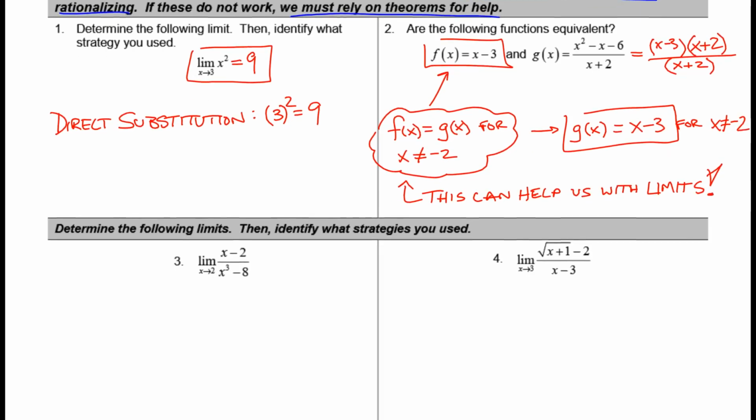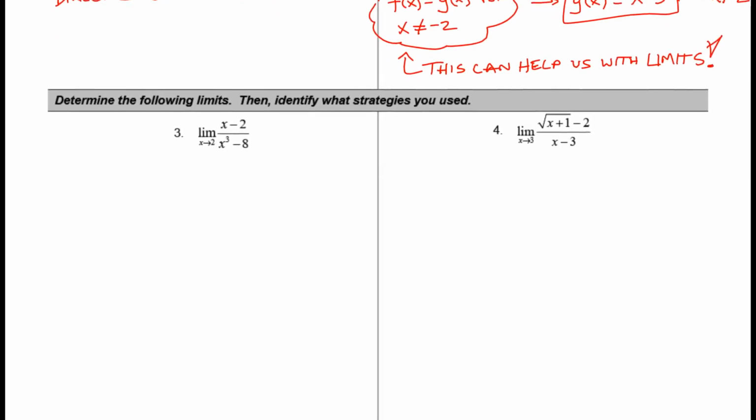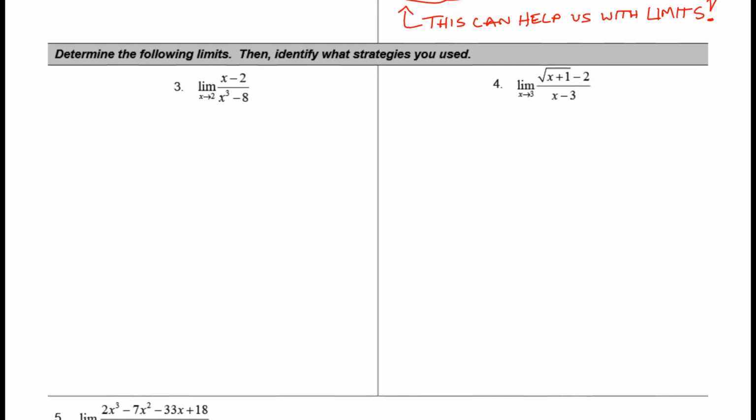Okay, well, let's move down to some more examples here. Determine the following limits, then identify what strategies you used. So example 3, we're going to start with direct substitution.